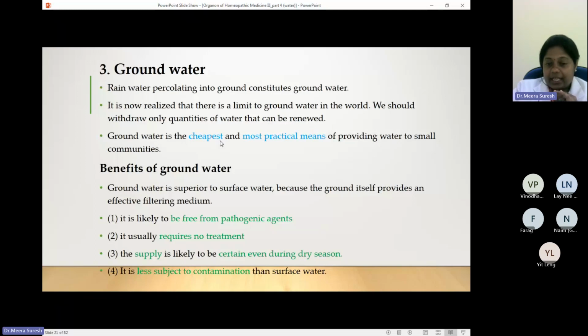Groundwater is the cheapest and most practical means of providing water to small communities. Benefits of groundwater: groundwater is superior to surface water for many reasons, and one of them is that it is likely to be free from pathogenic agents or microorganisms. Many of the microorganisms may not be there. It usually requires no treatment because it is under the soil. So even the soil, the clay, everything acts like a sieve. That's what it is saying. The ground itself provides a filtering medium.